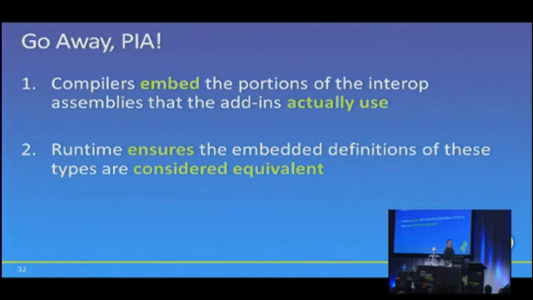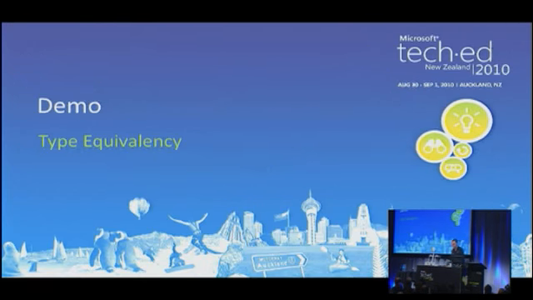Okay, we need to say that we don't care about all the PIAs that we have to carry around. We only care about the one thing we're calling. So .NET is now able to take your interop assemblies and say, you only called this COM method. I'm going to compile that in with my DLL, and I'm just going to mark it as type equivalent to the PIA that I would otherwise be carrying around with me. Okay? And I'll show you how that works.